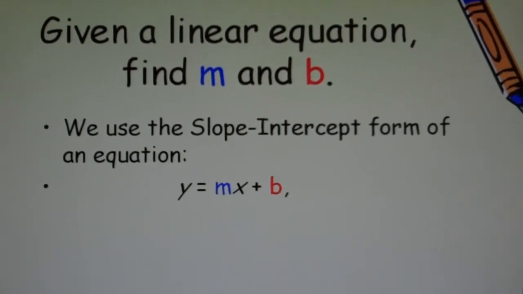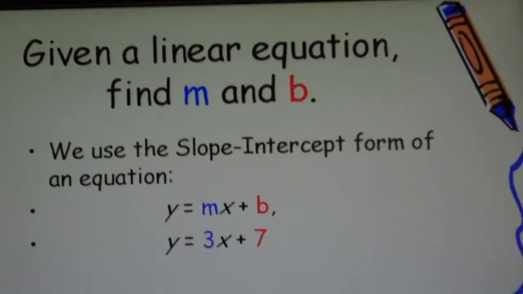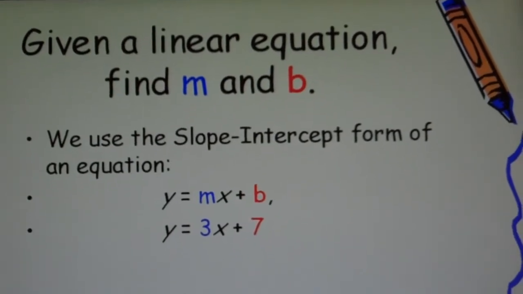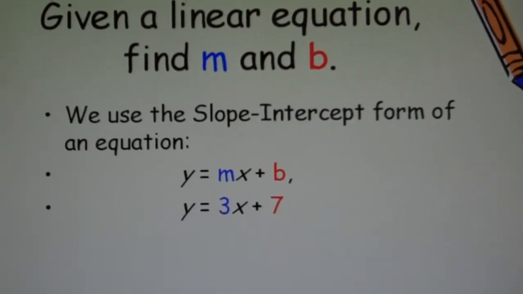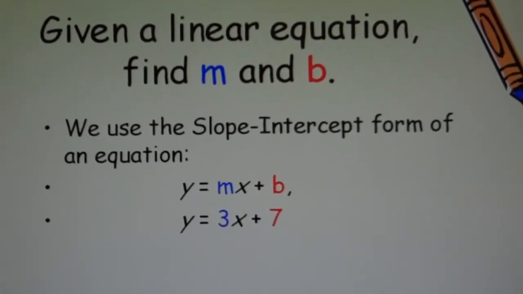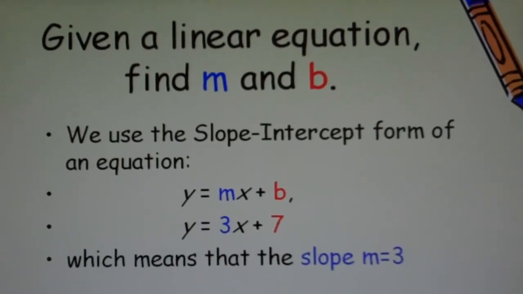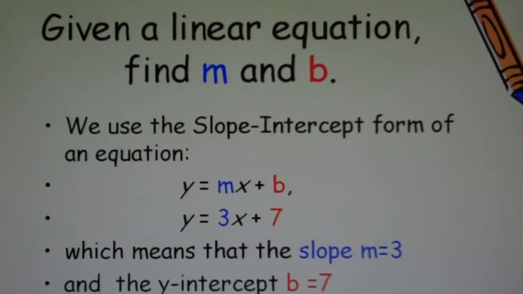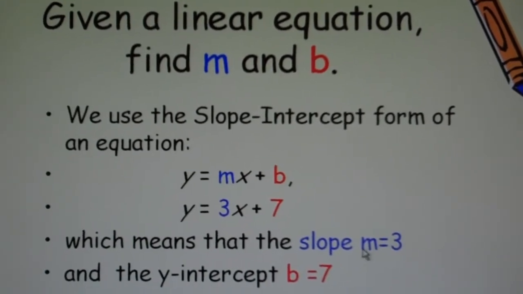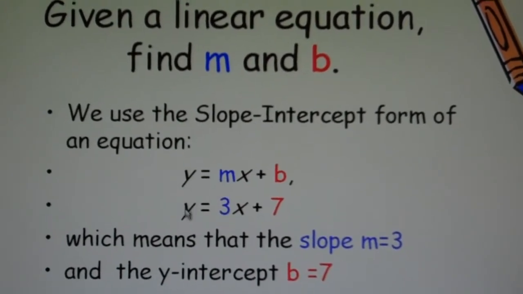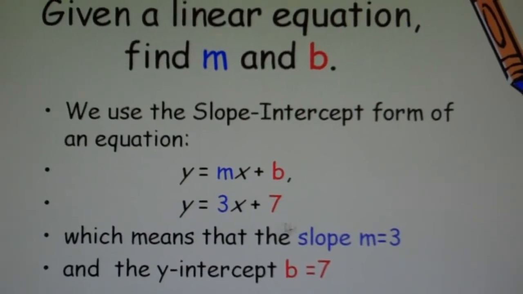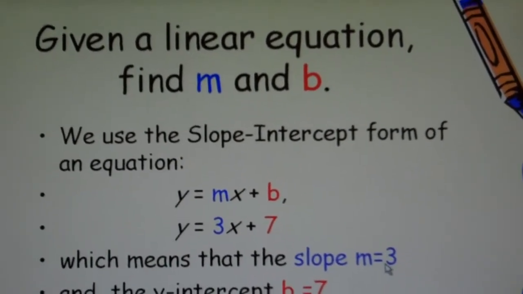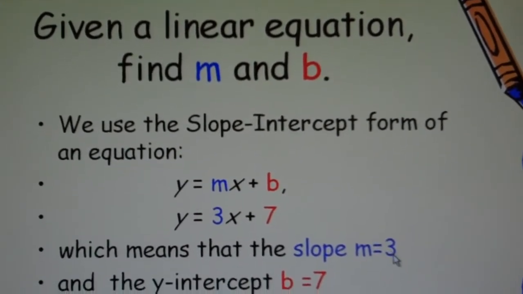So here we have the equation y equals 3x plus 7, and we know that m equals 3 and b equals 7. This means the slope of this line. When we graph this equation, this is going to be a line, and its slope is going to be 3.